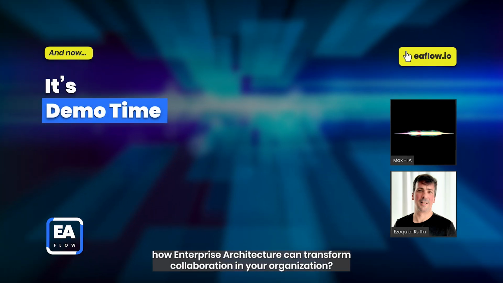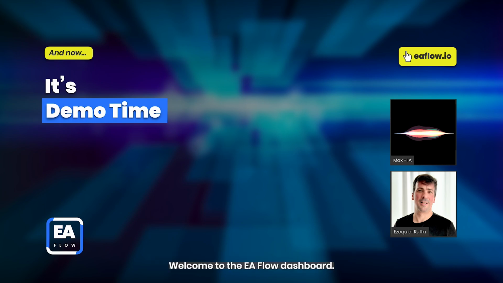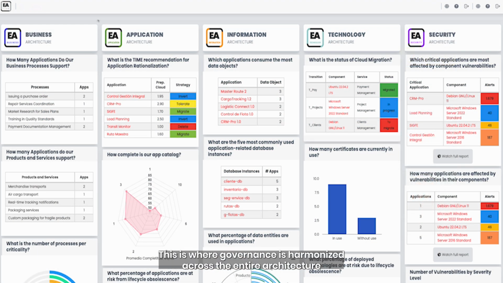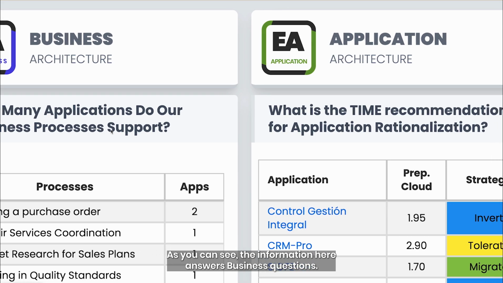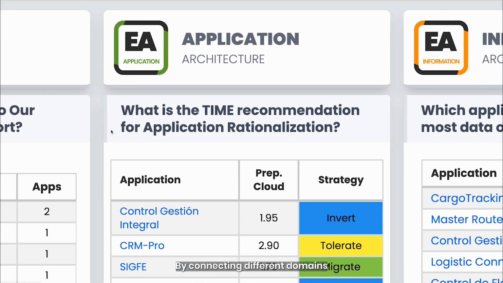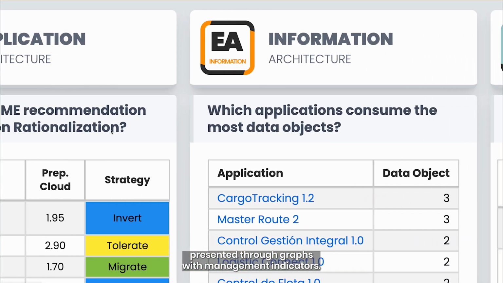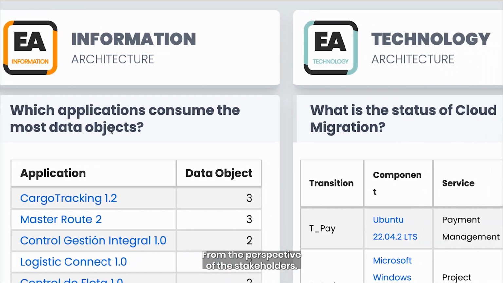Have you ever wondered how enterprise architecture can transform collaboration in your organization? Welcome to the EA Flow dashboard. This is where governance is harmonized across the entire architecture in a comprehensive, transparent, and easy-to-understand manner, offering a panoramic view of all the domains that make up the enterprise architecture. As you can see, the information here answers business questions by connecting different domains presented through graphs with management indicators from the perspective of the stakeholders.